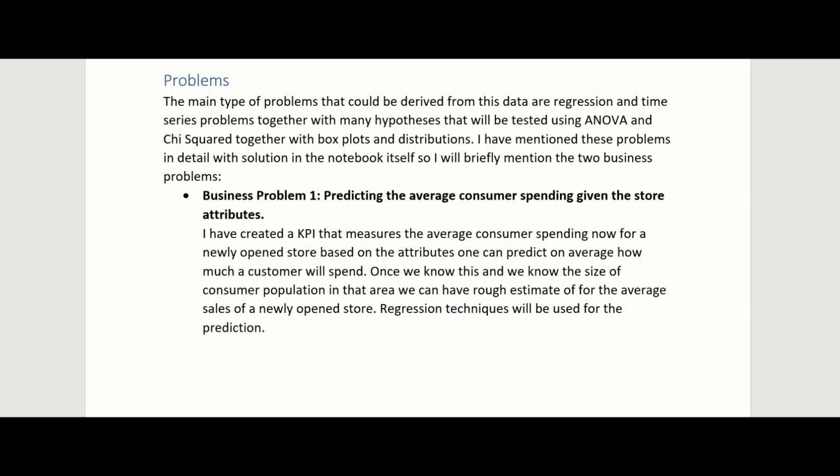So the first business problem that I have identified is predicting the average consumer spending given the store attributes. Given the relevant data of sales and the stores, I have created a KPI that measures the average consumer spending. Now, for a newly opened store, based on the attributes, one can predict on average how much a customer will spend. Once we know this and we know the size of the consumer population in that area, we can have a rough estimate of the average sales of a newly opened store. Regression techniques will be used for the prediction.